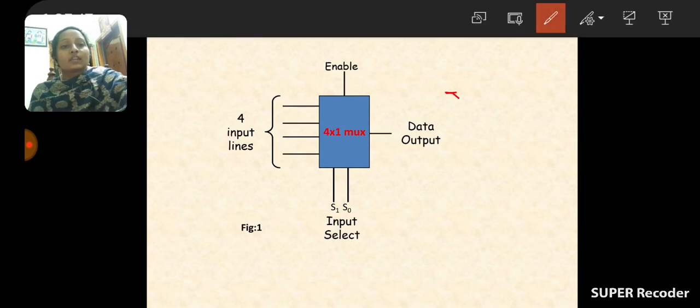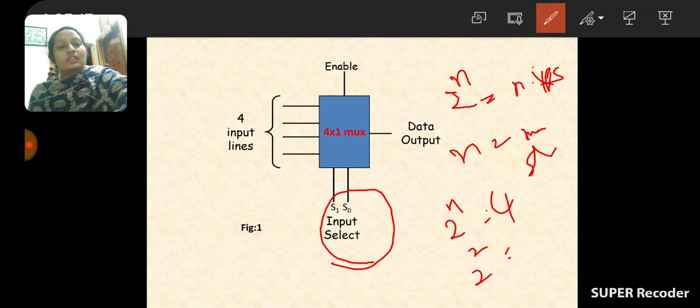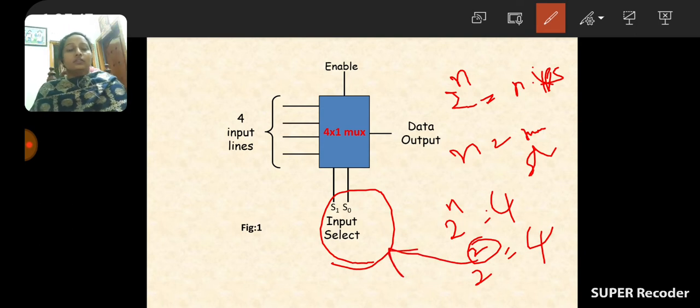So here the number of selection lines is equal to whom in the formula? 2 to the power of n is equal to the number of input lines. So here n is equal to what? N is equal to the number of selecting lines. So these are the selecting lines. So 2 to the power of n is equal to 4 here. If we substitute n is equal to 2, we get 4. So the selecting lines are equal to 2.